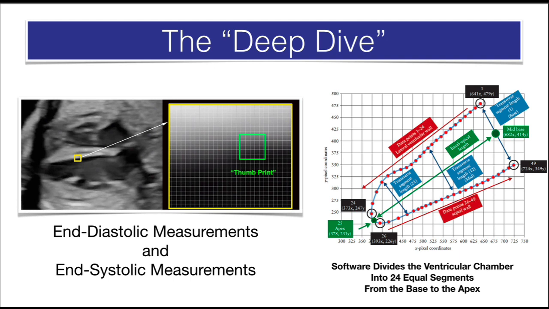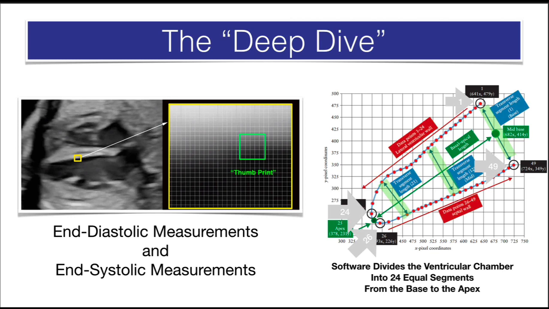From these thumbprints of pixels, 24 equidistant points on the lateral wall and 24 points on the septal wall are identified, represented by the red dots on the graphic on the right. For example, point 1 is at the base of the lateral wall, and point 24 is located at the apex of the lateral wall. Point 26 is opposite point 24 at the apex of the septal wall, and point 49 at the base of the septal wall is opposite point 1 of the lateral wall.